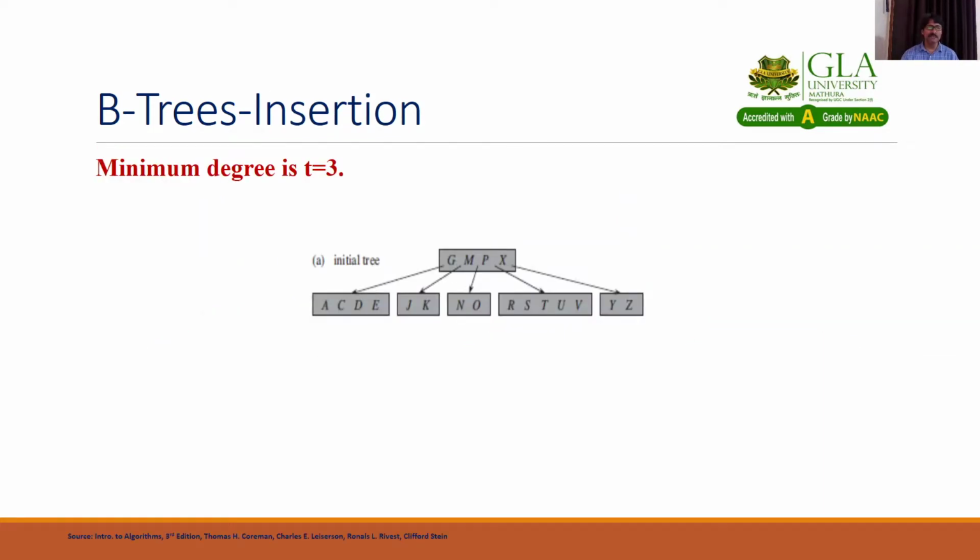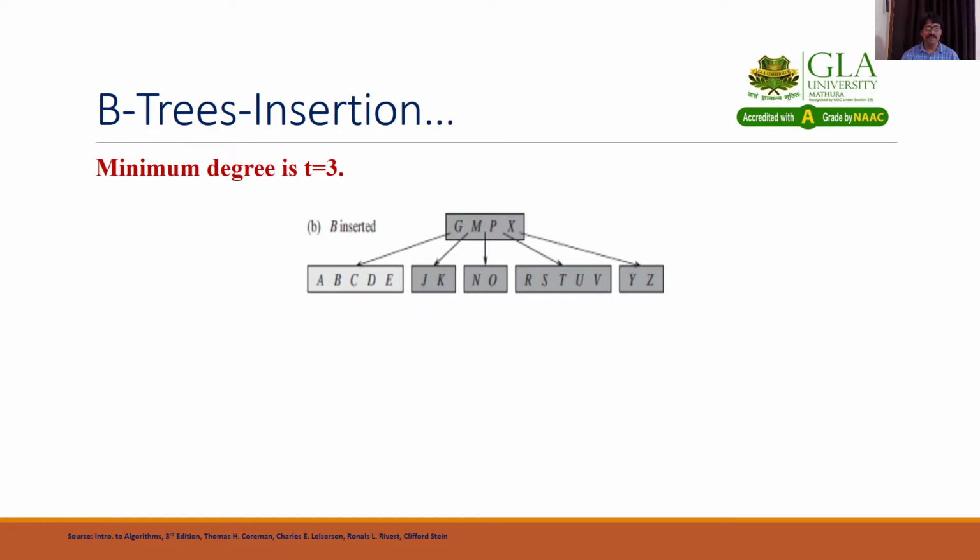Now we see one example. Minimum degree is t equal to 3. If a tree is already given, how will we insert a new element? So this is the tree that is given to us. Now you can see A, C, D, E is given to us. That is a leaf node. We have to insert the B.